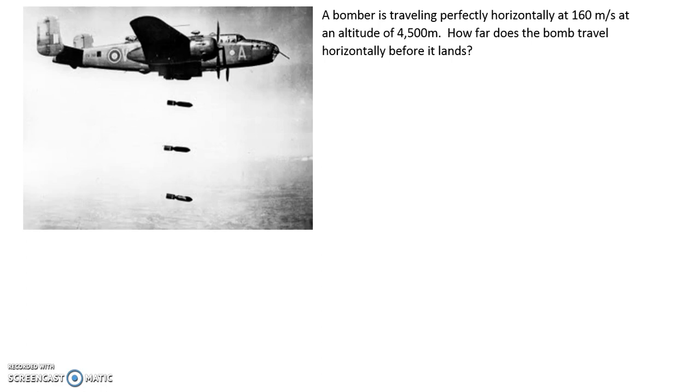We're going to be talking about projectiles today, stuff flying through the air, and we're going to talk about some World War II stuff because I always found bombing runs fascinating. If you really understand physics, they're very interesting. That's my statement. I'm sticking with it.